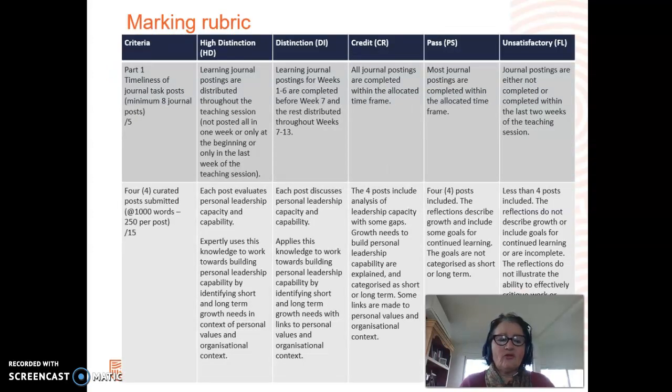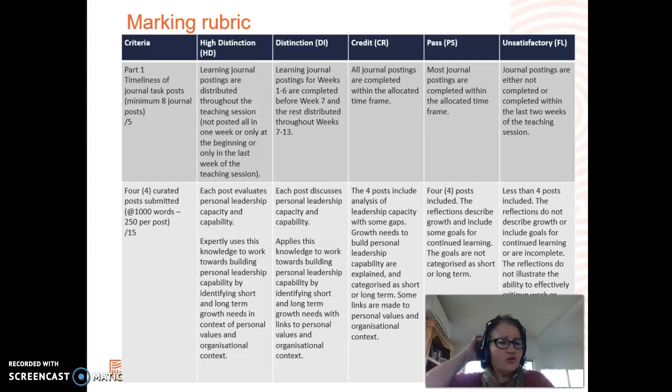The marking rubric is actually fairly detailed, and it'll be interesting to see how I mark this with my sometimes lack of detail orientation, but I will follow this to the T. So the timeliness of your journal tasks, and I am looking at these journal tasks as they're being entered, getting a gauge of when you're putting them in and that they are timely. Don't get too stressed about this. If you're a week or 2 over, it's not going to be penalised. So this is out of 5.